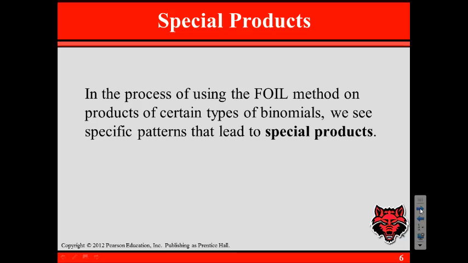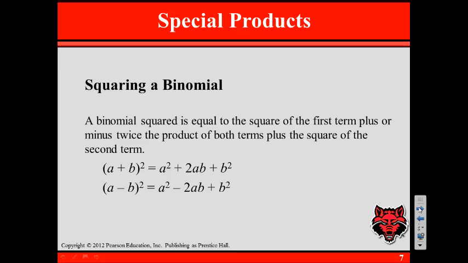In the process of using the FOIL method on products of certain types of binomials, we can see specific patterns that lead to special products. And we will have 2 different types. The first is when we square a binomial. A binomial squared is equal to the 2 equations we see below. A plus b, if we square that, that becomes a squared plus 2ab, which is twice the product of each term, plus b squared. If instead we have a minus sign, it will be the difference. So we will take the negative 2 times the product of a and b.